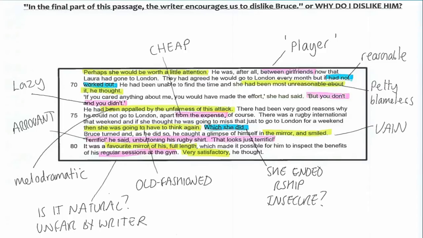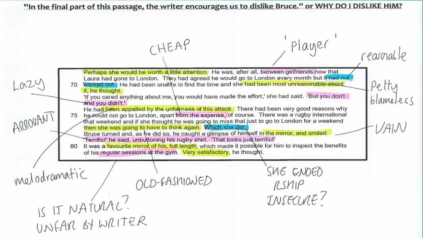And then he says he had been appalled by the unfairness of the attack. All those words, appalled, attack, unfairness, are very over the top, very melodramatic. So again, we're not really liking the fact that he seems a bit of a drama queen. He doesn't just say that he was annoyed, he said he was appalled. It makes it sound really bad. He doesn't just say he was appalled by what Laura had said. He said it was an attack, making it sound like he's been physically and mentally hurt from it.